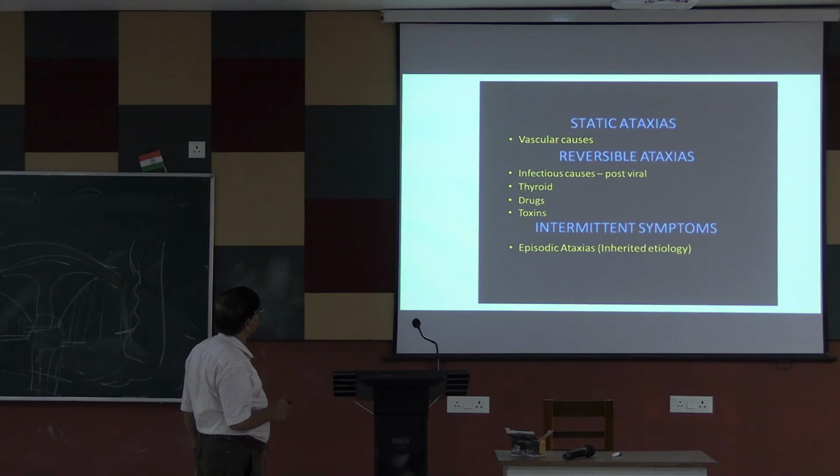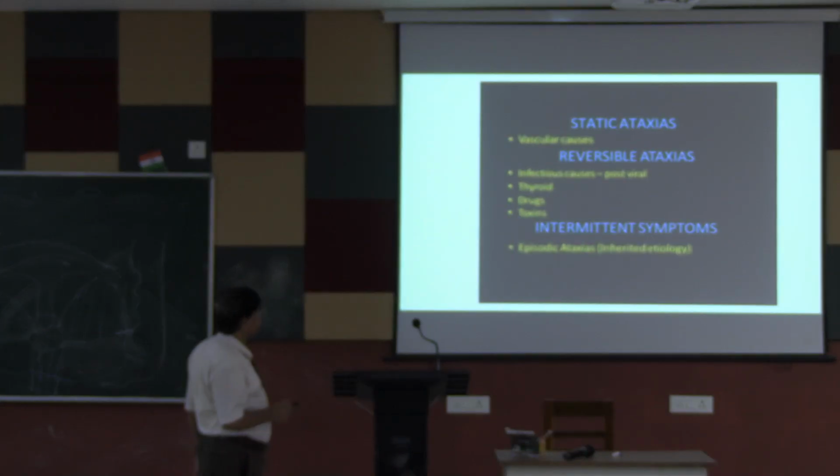The ataxia may be static, that is vascular causes. If the cause is vascular, then it will not improve. But ataxia may be reversible. The patient may completely become normal after this ataxic episode if you treat the infective cause, thyroid, drugs and toxins. That is a recoverable cause. The patient can recover. But this is important partly.